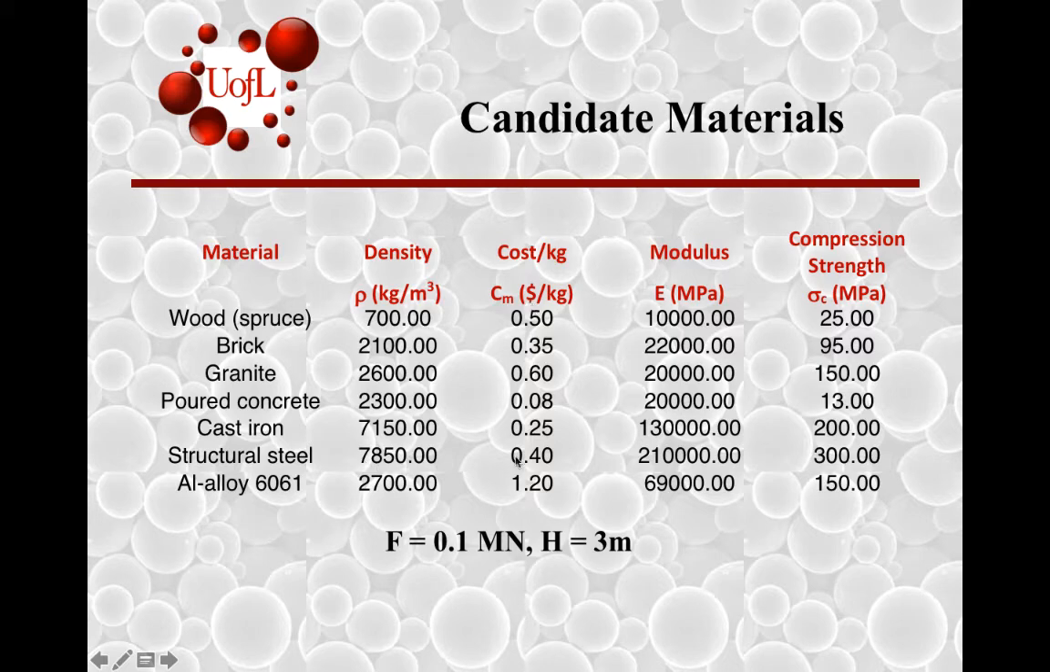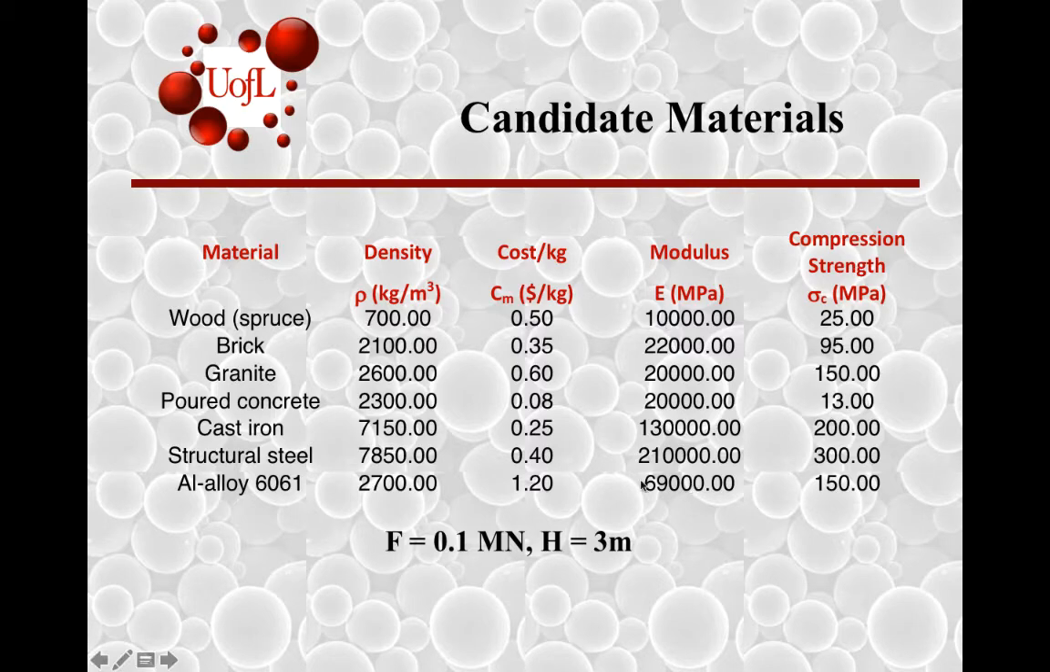Costs also vary considerably. The aluminum is most expensive. The poured concrete is the cheapest. Modulus varies by quite a bit, and the compressive strength varies by quite a bit as well, as you can see.